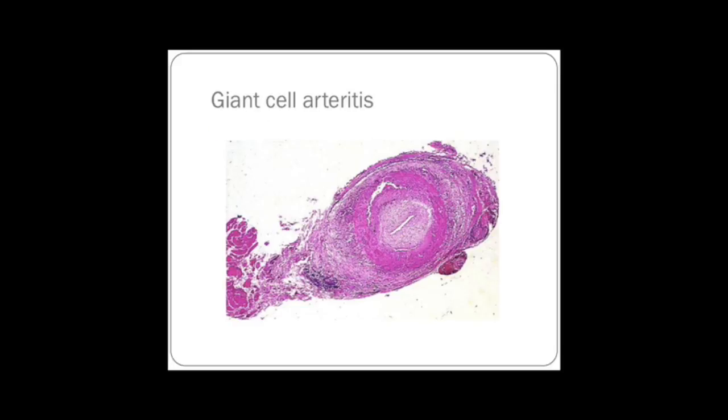This is a slide showing a microscopic section through the temporal artery of someone who has temporal arteritis. And you can see here the lumen of the blood vessel is just full of these inflammatory cells which are blocking the lumen. And this is typical of what happens at microscopic level in temporal arteritis.